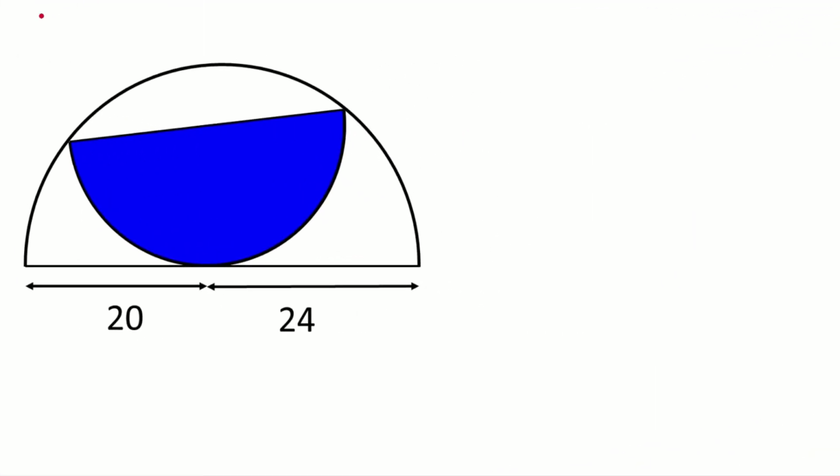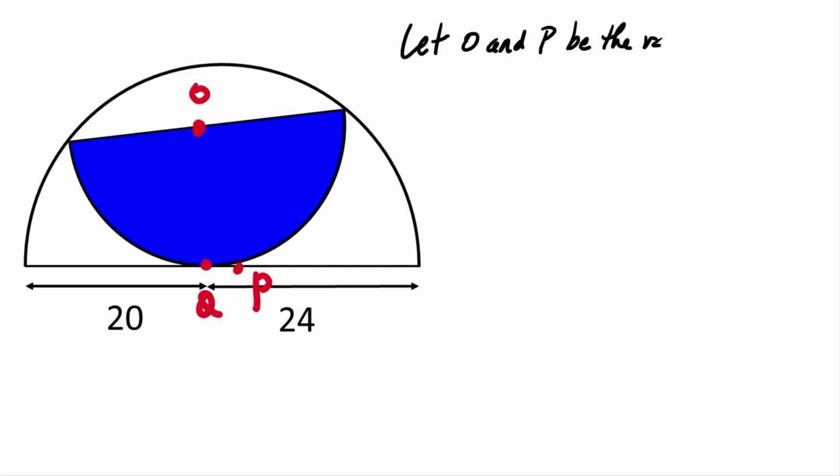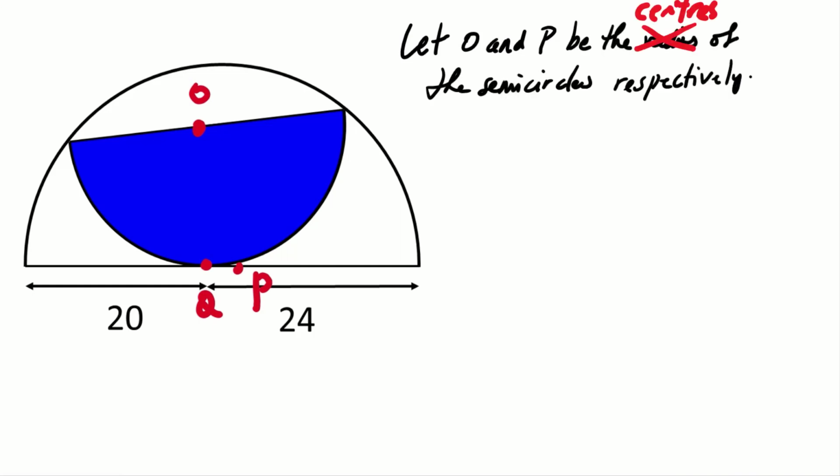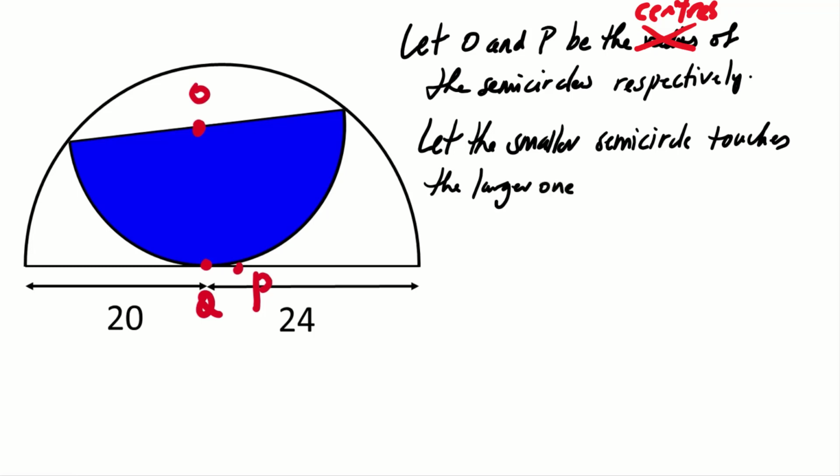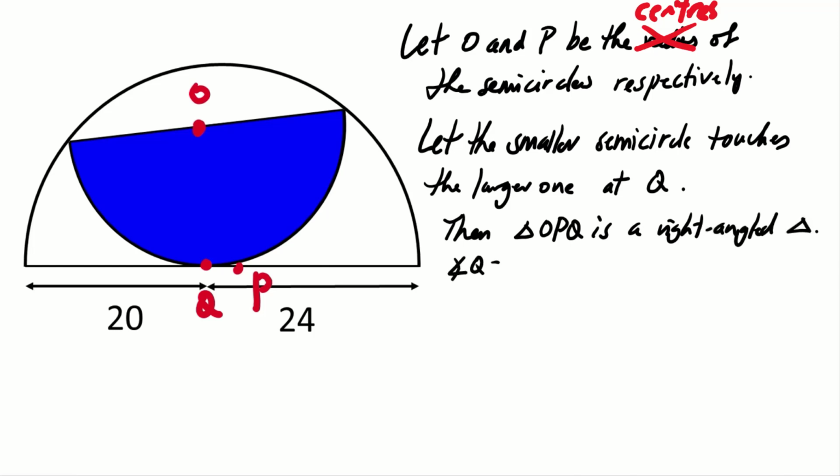I hope you have made some headway on this problem. Let me share my approach with you. First, designate O and P as the centers of the semicircles respectively. Let the point Q be where the smaller semicircle touches the largest one. Observe that triangle OPQ is right-angled at Q.